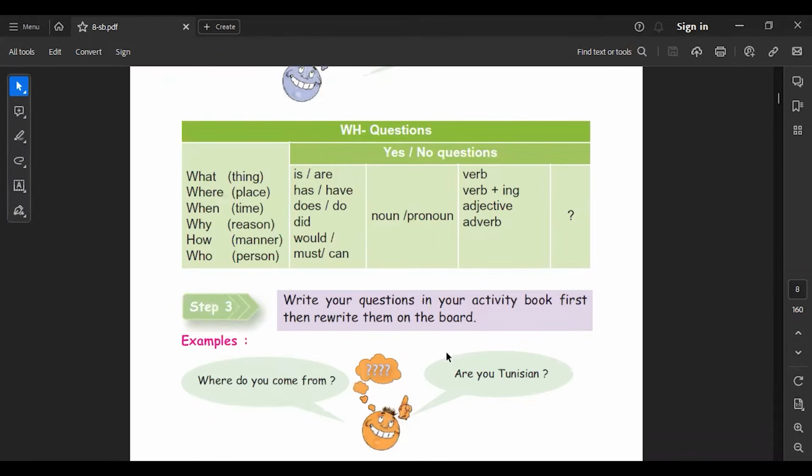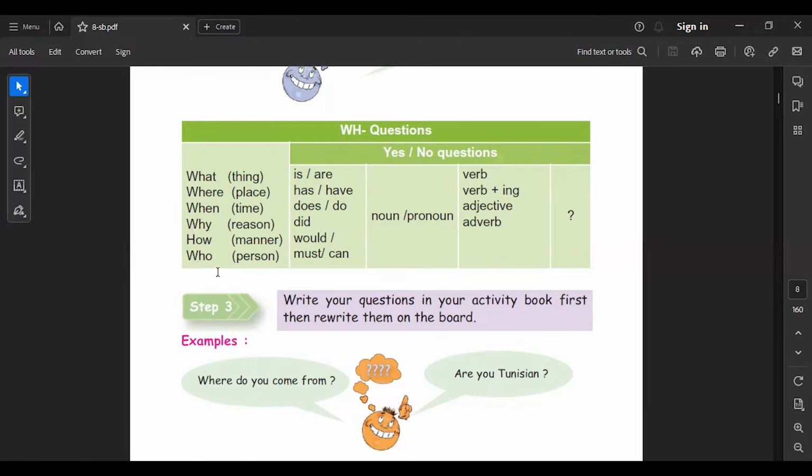So WH questions must start with a WH question word. There is no such thing as a WH question that doesn't begin with a WH question word. So here you have some examples: what, where, when, why, how, and who. These are some examples of the WH question words.